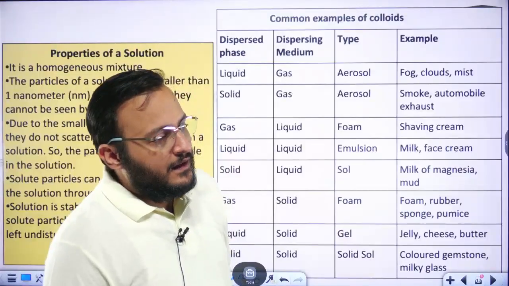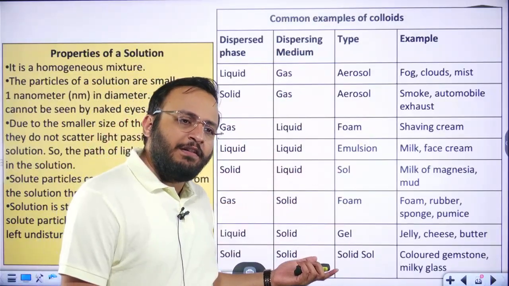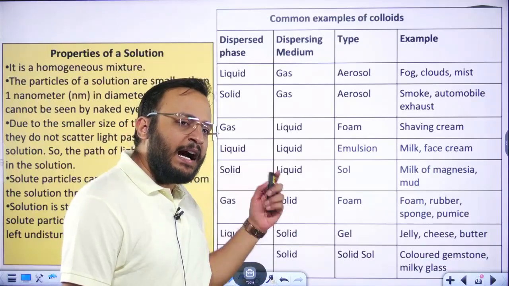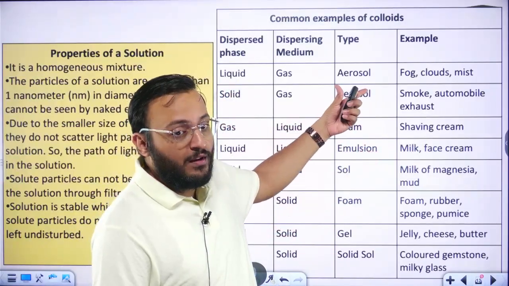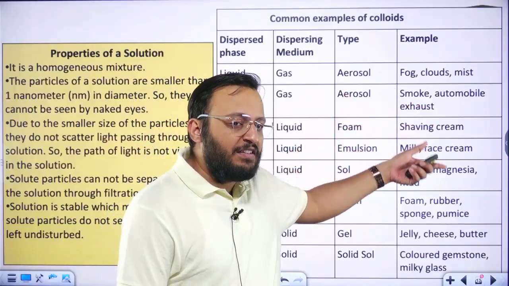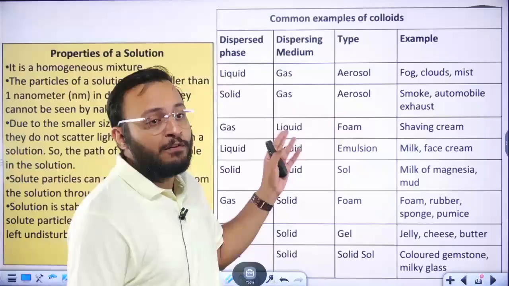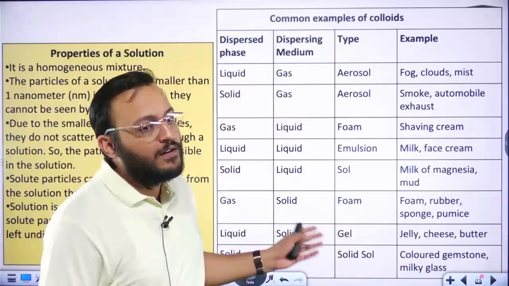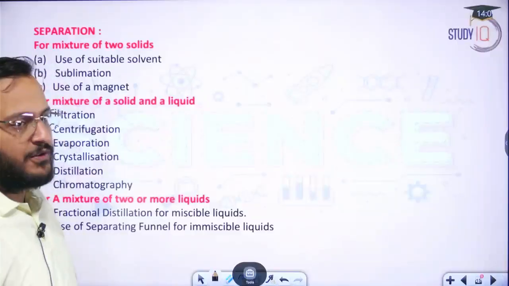For example, you can see the common examples of colloids. Again, a favorite of the exams. They ask you which of the following is an example of an aerosol, or suppose they will give something like jelly. Jelly is an example of which type of colloidal mixture. So they will ask you such type of questions.